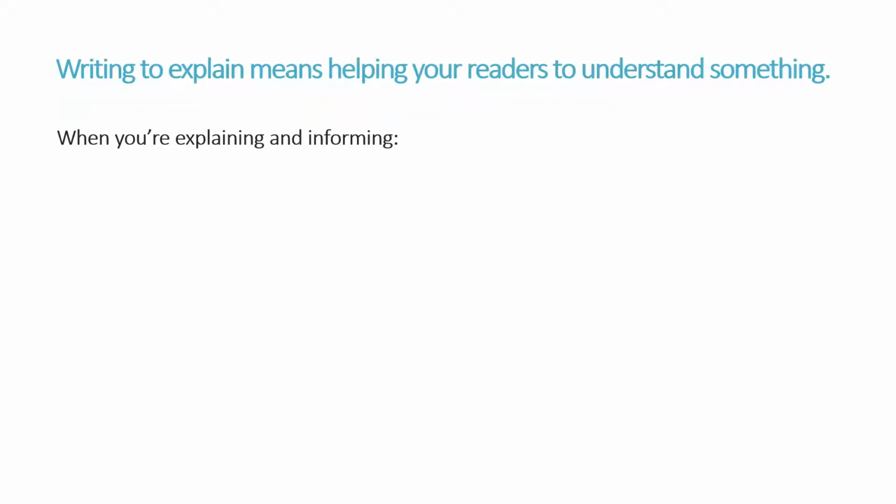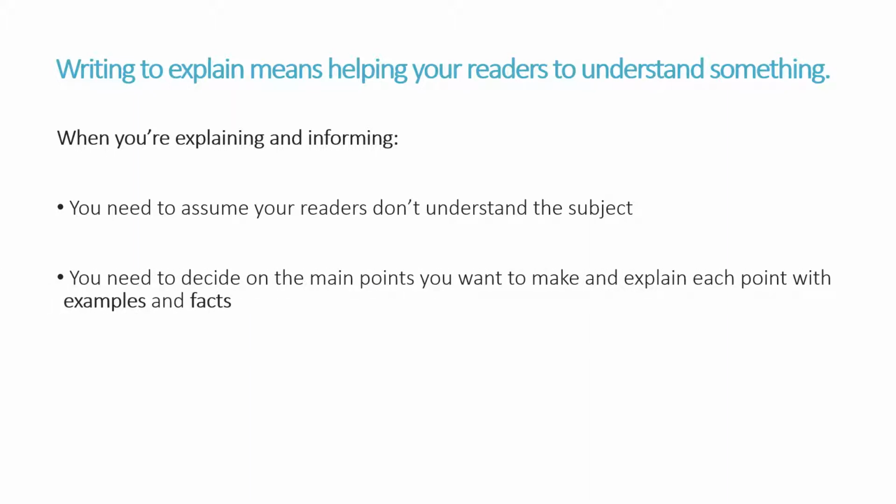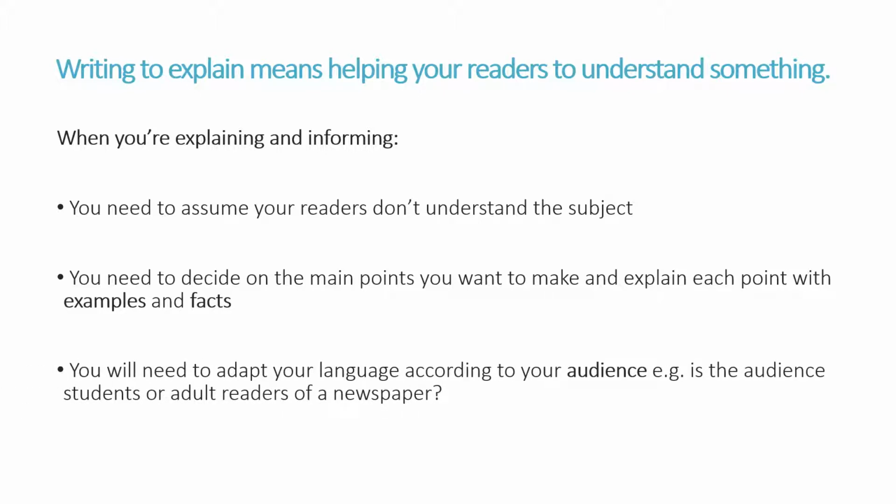Writing to explain means helping your readers to understand something. So you need to assume your readers do not understand anything about the subject. You need to decide on the main points you want to make and explain each point with examples and facts. You will need to adapt your language according to your audience. For example, is the audience students or are they adult readers of a newspaper?